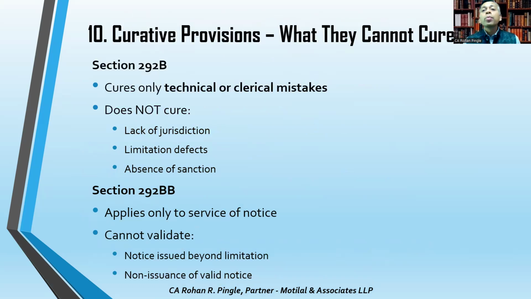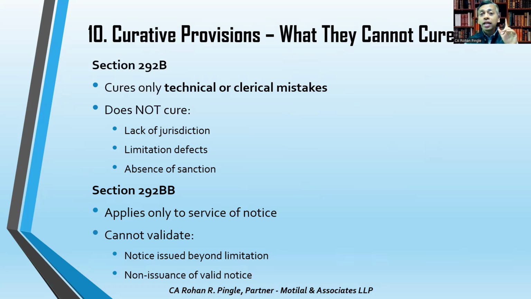Next, curative provisions, what they cannot cure. Section 292B and section 292BB. 292B cures only technical or clerical mistakes, it doesn't cure lack of jurisdiction, limitation defects, and absence of sanction. And section 292BB applies only to service of notice, cannot validate a notice issued beyond limitation, and non-issuance of a valid notice. So jurisdictional defects are incurable.